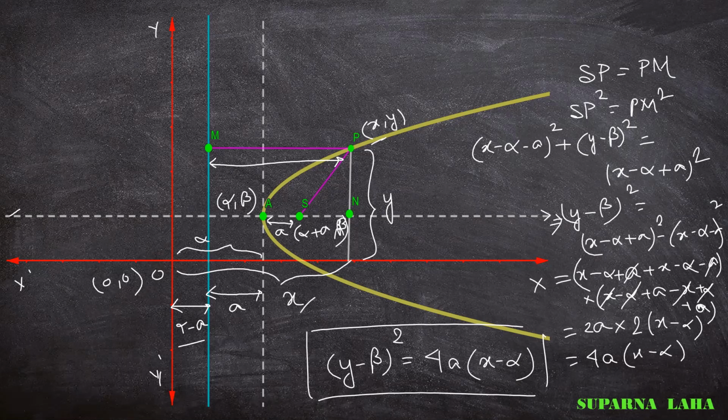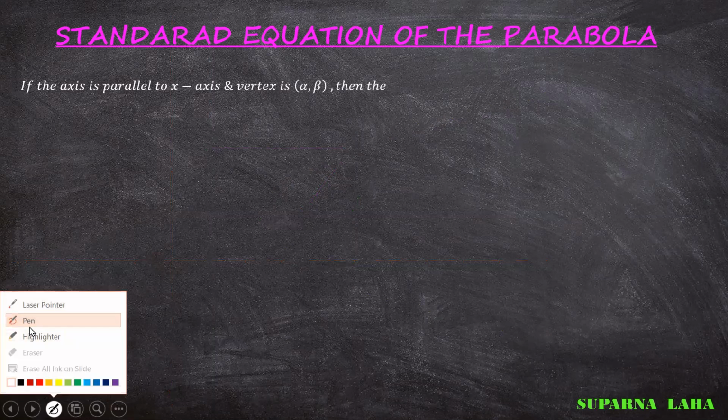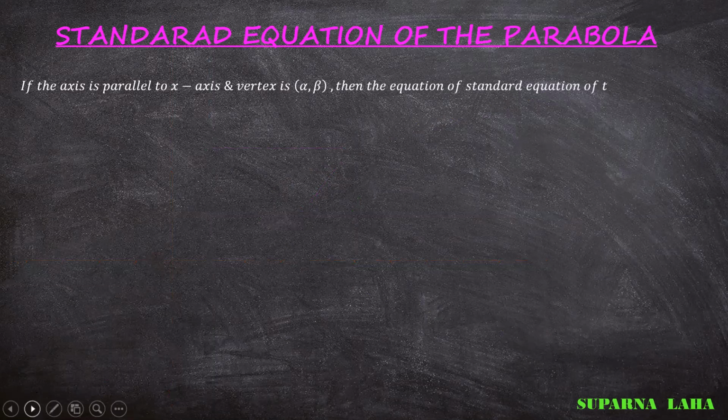Okay, now if the axis is parallel to the negative x-axis, or the vertex is at the center, or the axis is parallel to the y-axis, you can find some different standard equations if we change the axis and the vertex. So here is the first standard equation where the axis is parallel to the x-axis, whether it is parallel to the positive x-axis or the negative x-axis, and the vertex is given by alpha comma beta.